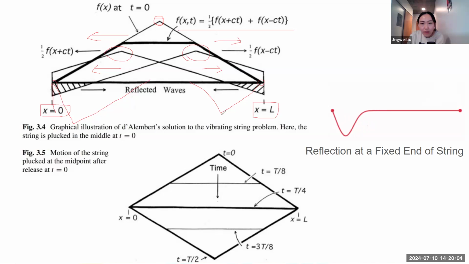Right, and then this wave, once it's reflected, will move to the left. This wave will move to the right, and the two waves will meet somewhere. The two waves will be added together. It's a simple addition because we already talked about it being linear acoustics, right? They will be superposed upon each other linearly.